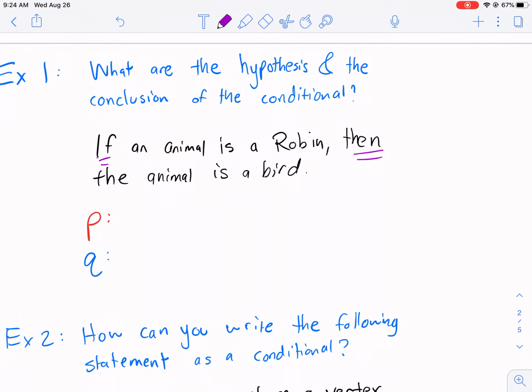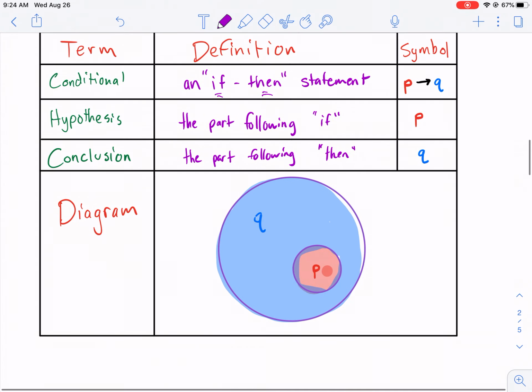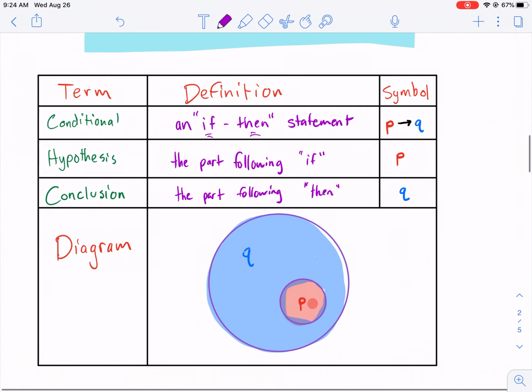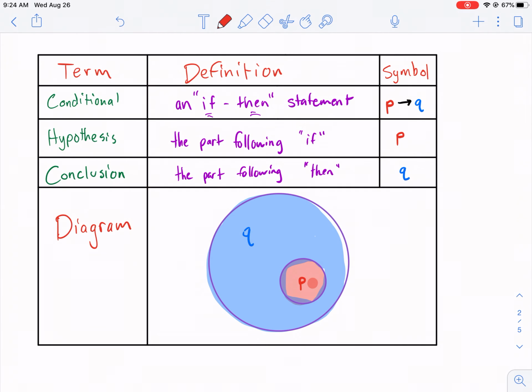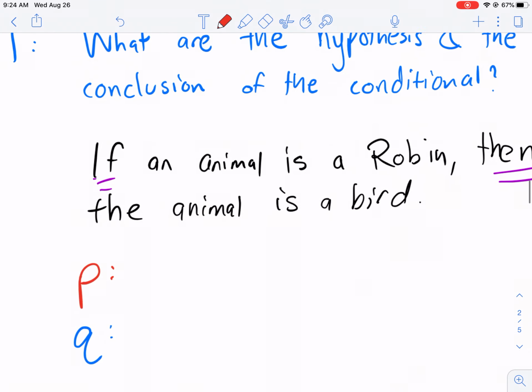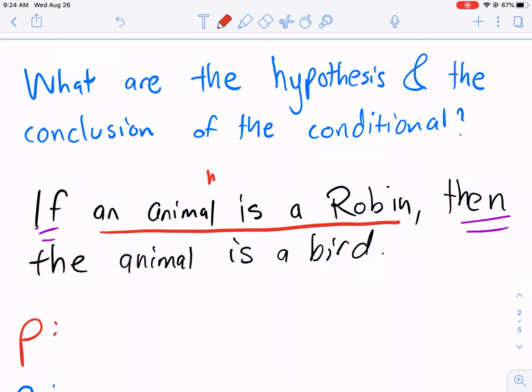Now, the second thing is, let me go ahead and read it. I should probably read it first. If an animal is a robin, then the animal is a bird. Okay? If an animal is a robin, then the animal is a bird. Okay, the hypothesis. We need to identify the hypothesis. It's the part following if. The part following if is an animal is a robin. That is the hypothesis.